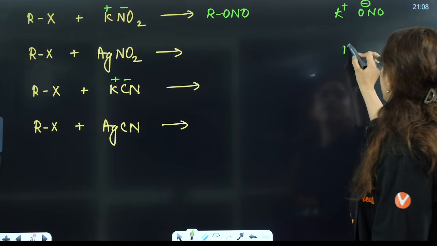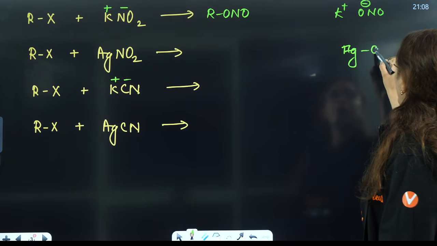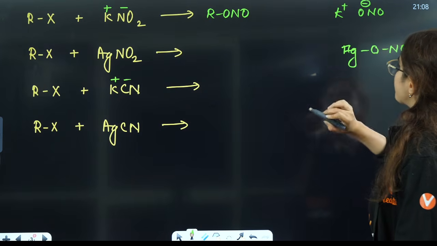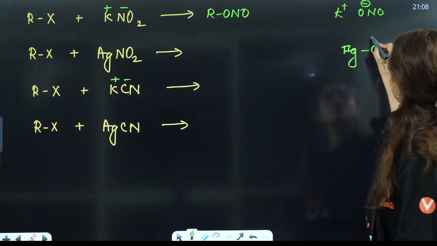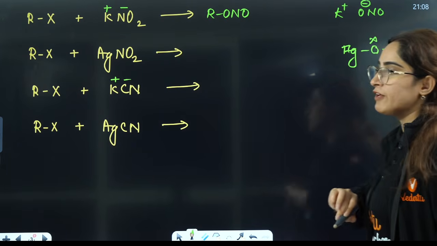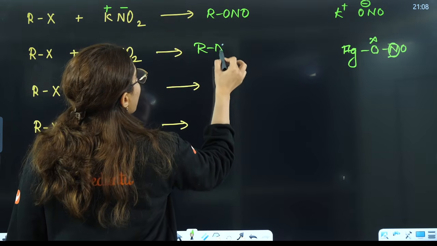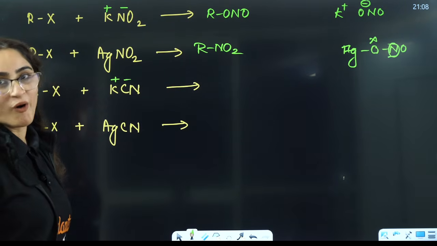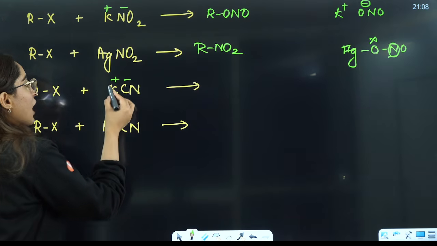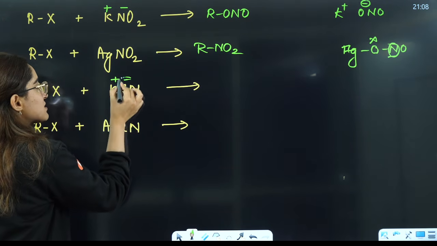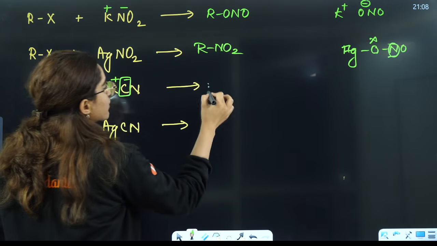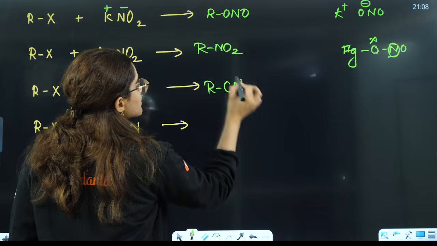In the case of Ag, here it will form a covalent bond with oxygen, and that is the reason this oxygen is not free. So the bond will be made with the help of this nitrogen, and hence the answer is RNO2. Very important, right? Next is here you have K positive, CN negative. So this C is free for the bond, so it will be RCN as the answer.